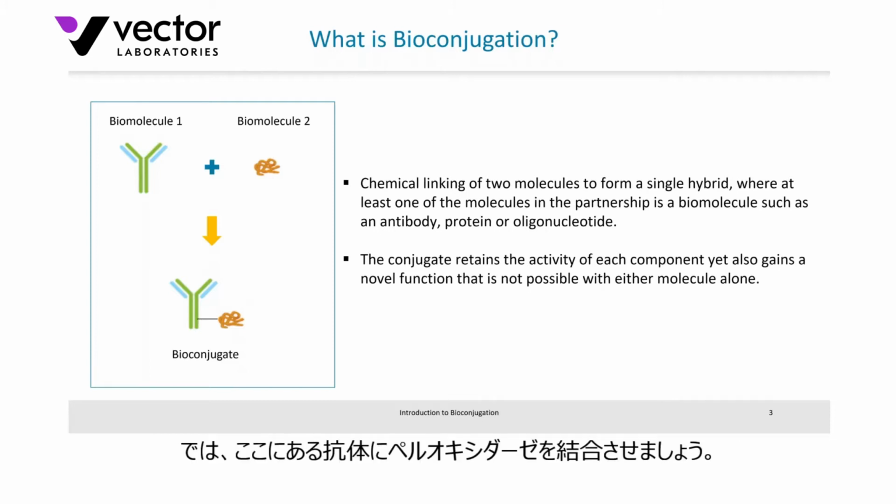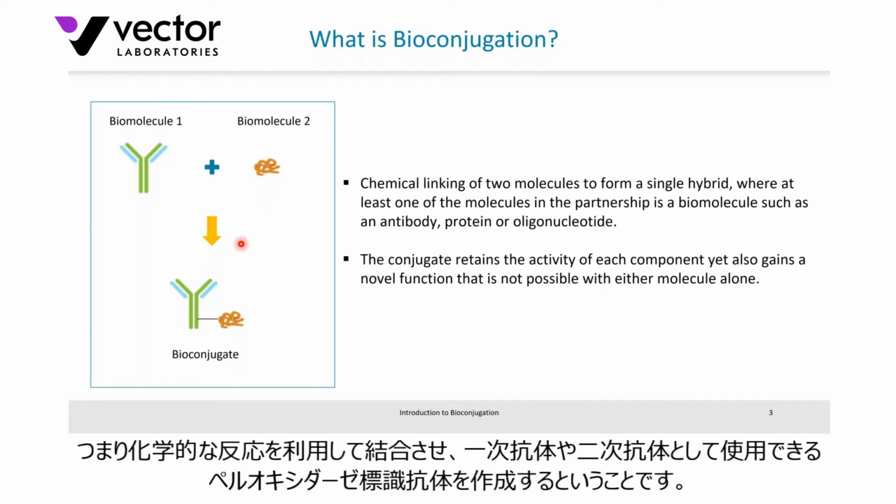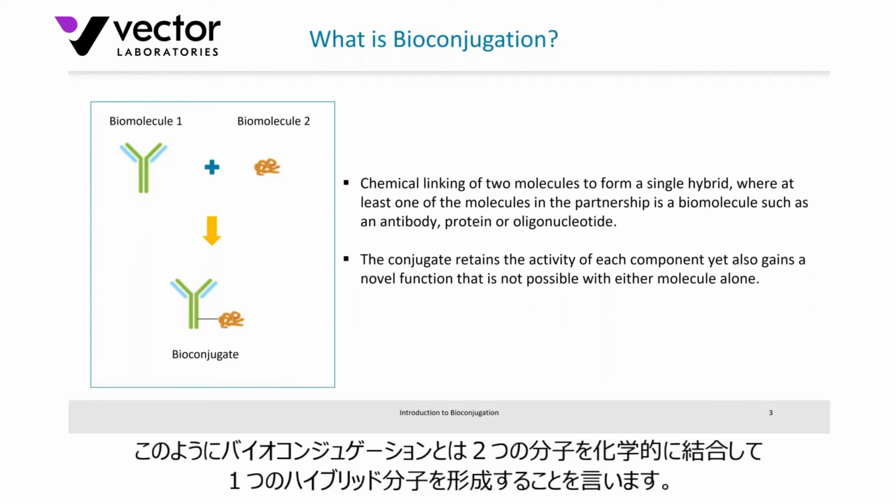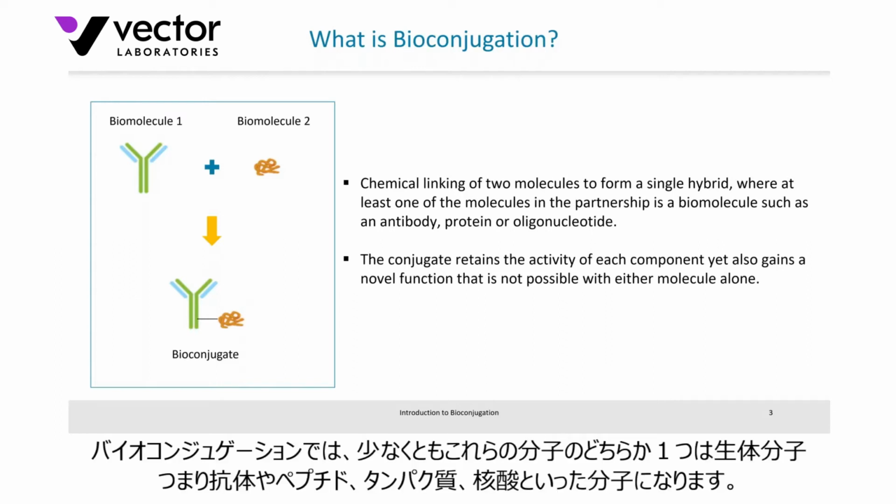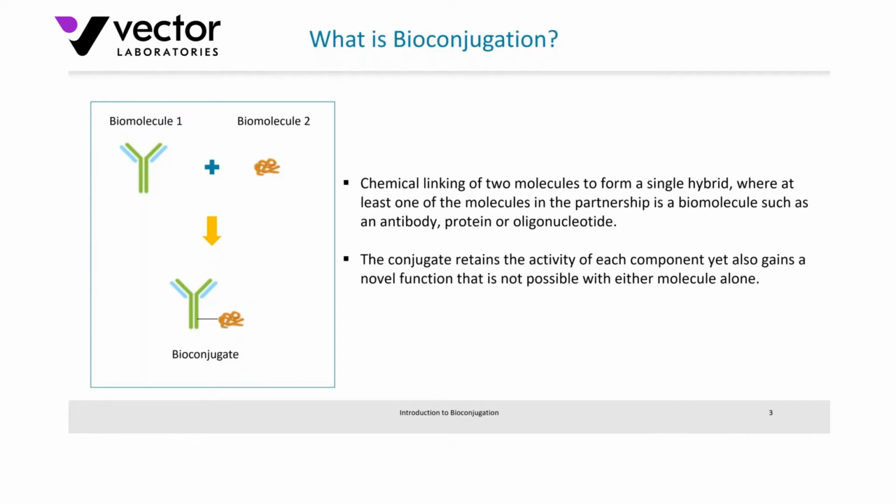So again, we've got our biomolecule, the antibody here. We want to attach peroxidase to it, and that's basically what we do using chemistry to generate a bioconjugate. And this is in fact then a peroxidase conjugated antibody. And this could be a primary or a secondary antibody, for example. So bioconjugation is the chemical linking of two molecules to form a single unit or a hybrid. But since this is bioconjugation, of course, at least one of those molecules in this union or hybrid would be a biomolecule such as an antibody, a peptide, a protein, or indeed an oligonucleotide.